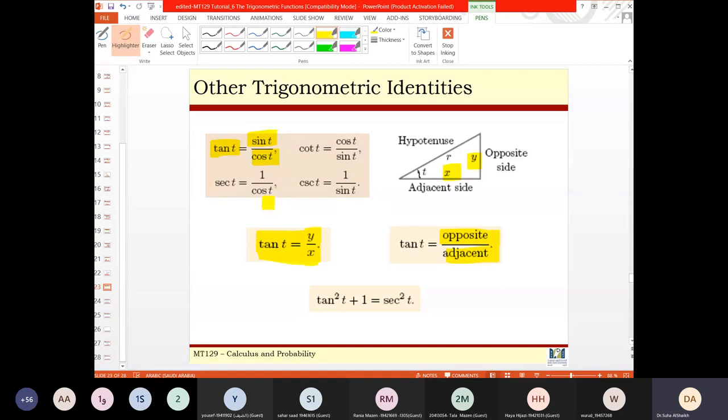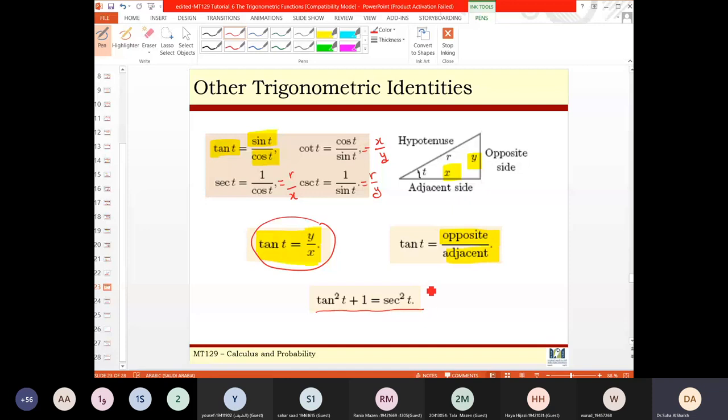السيك is مقلوب الكوزاين. It's 1 على cosine. بمعنى it is r على x. والكوزيك مقلوب الساين. بمعنى it is r على y. والكوتان is cosine على sine, which is x على y. Okay. Tan is the most important, as I told you هنا. It is equal to y over x.